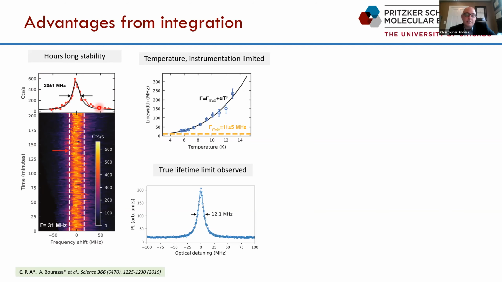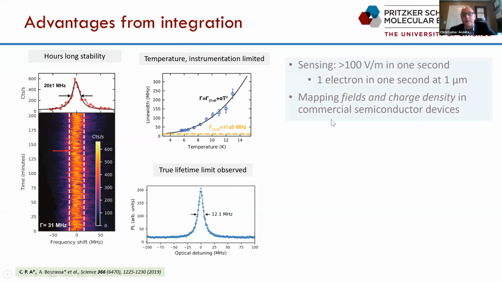Yeah, so we have a system that's stable for many hours. We see 20 megahertz lines. It's basically only limited by the temperature and the instrumentation at the time. We can actually go back and do better measurements, and we actually do see lifetime limited lines in the system, which is really great. We can flip this problem on its head and sense single electrons.